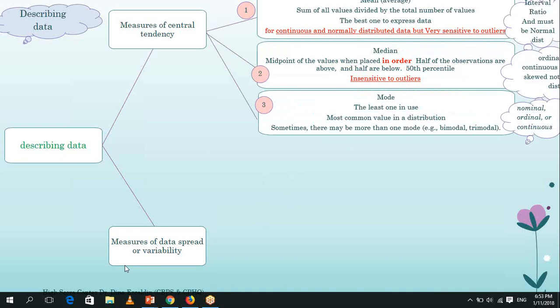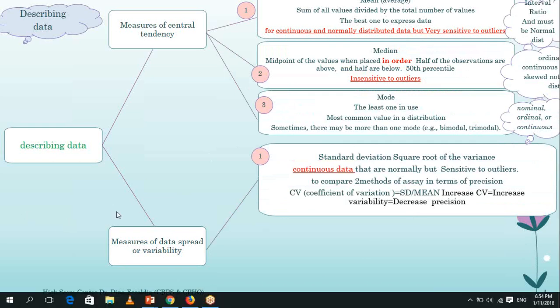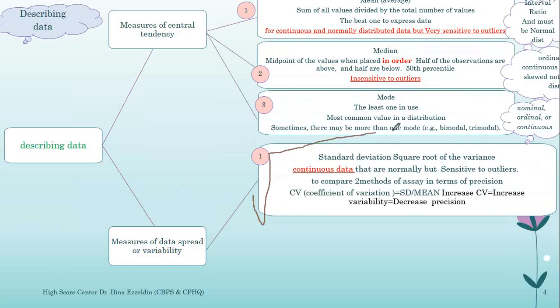How do we measure the variability about every measure of the data and the central tendency? Number one, the standard deviation. Standard deviation is always used with the mean. Standard deviation is the square root of the variance. To calculate the standard deviation, we take the square root of the variance of every measure from the mean to show the difference between them, to know how every number or every element in the data varies from the mean.